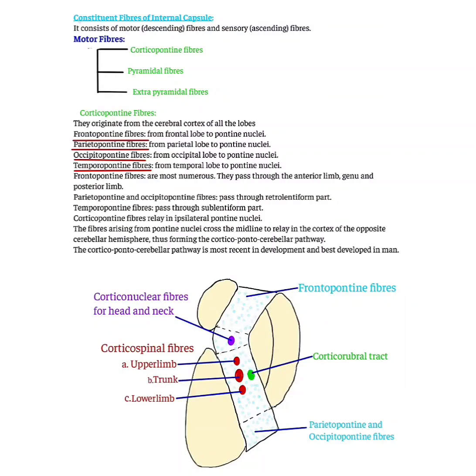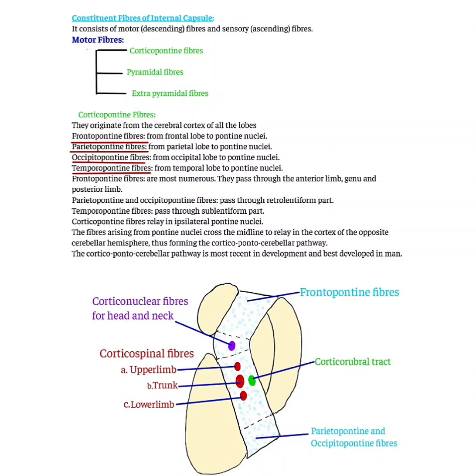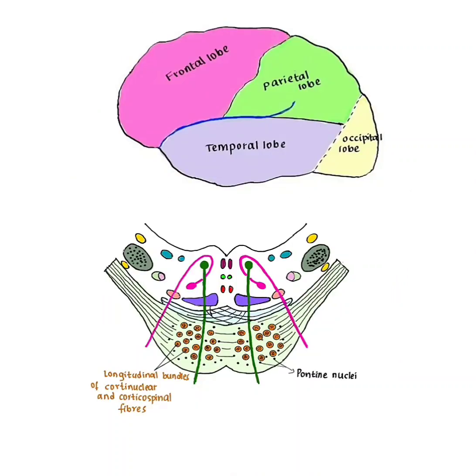Now let's see the constituent fibers of the internal capsule. It consists of motor and sensory fibers. Motor fibers are descending fibers, sensory fibers are ascending fibers. Motor fibers include corticopontine fibers, pyramidal fibers, and extrapyramidal fibers. Corticopontine fibers arise from the cerebral cortex of all the lobes and they relay in ipsilateral pontine nuclei.